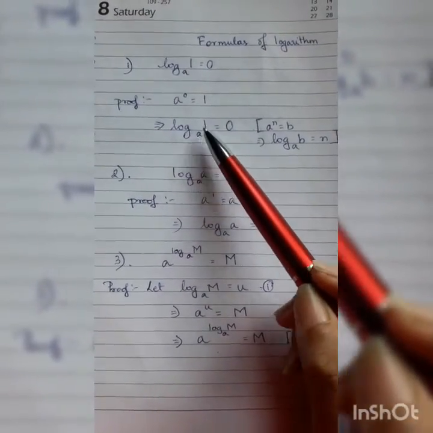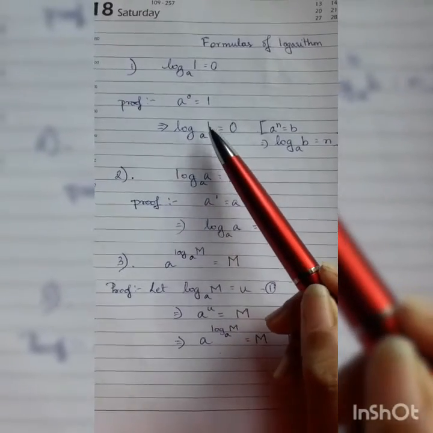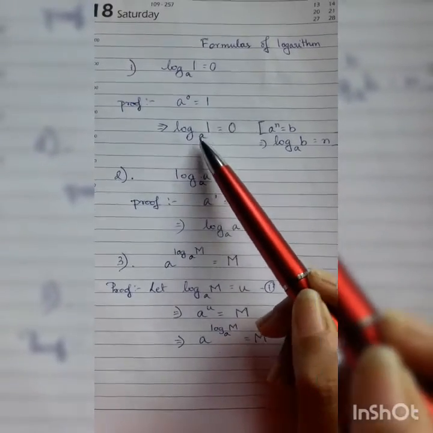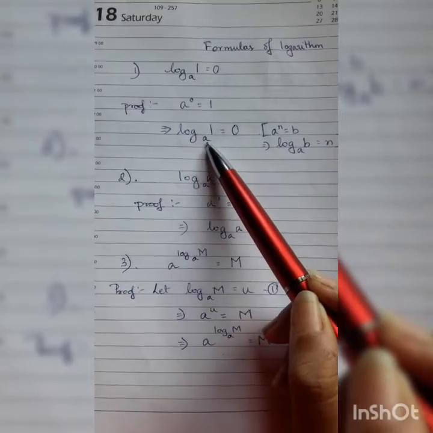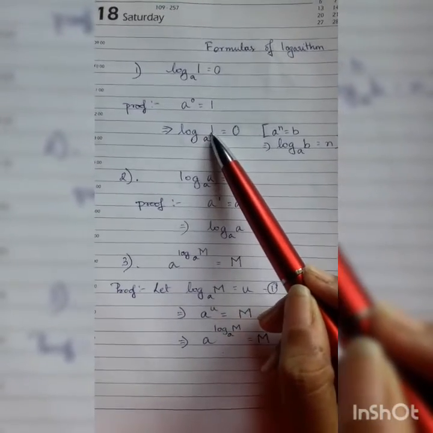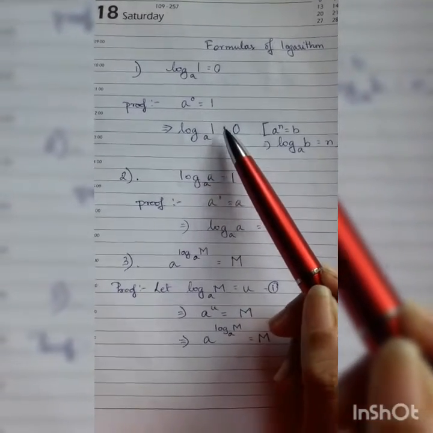This shows that log 1 is always equal to 0. Whatever base is given to you, log 1 will always be equal to 0.